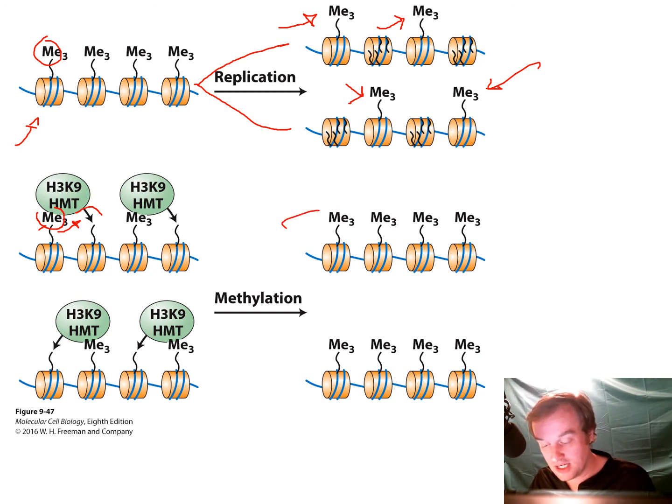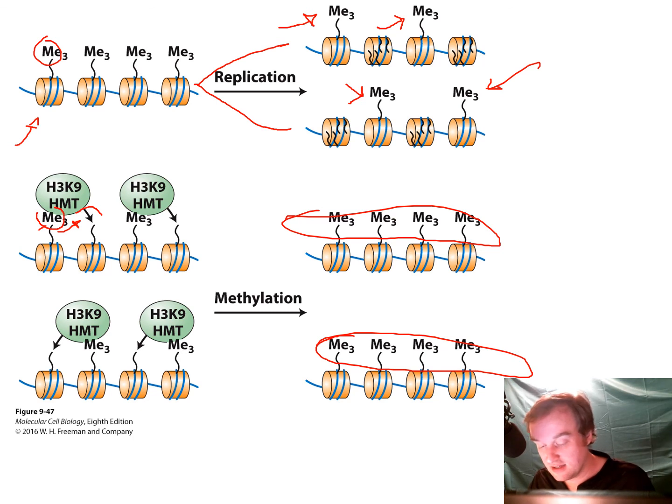And then what we end up with is a full complement of these methylation marks on the histone groups. And so they will maintain this throughout repeated cell divisions unless they are specifically removed with a histone demethylase.